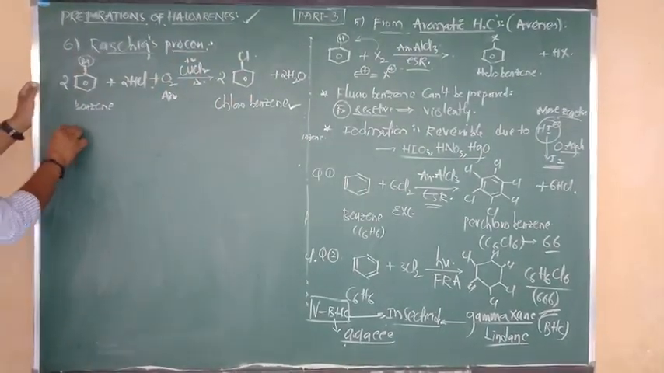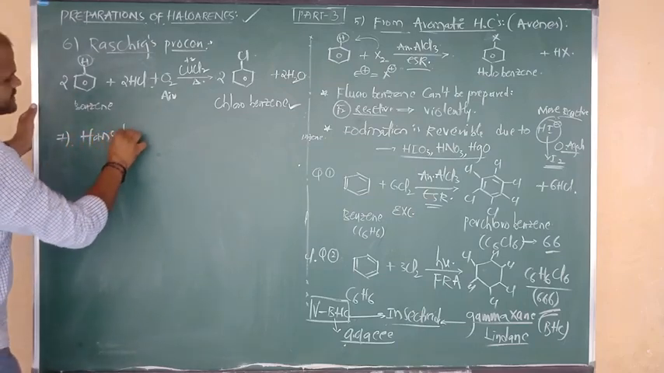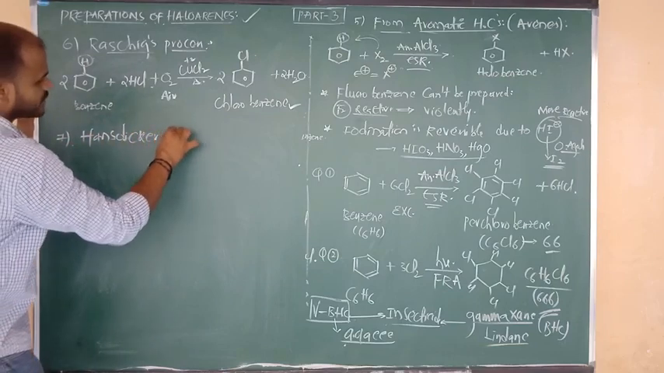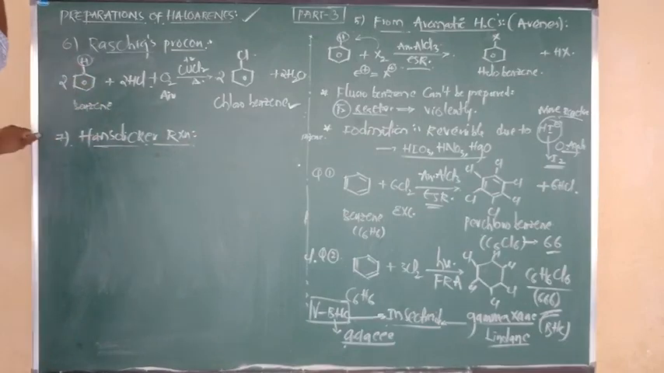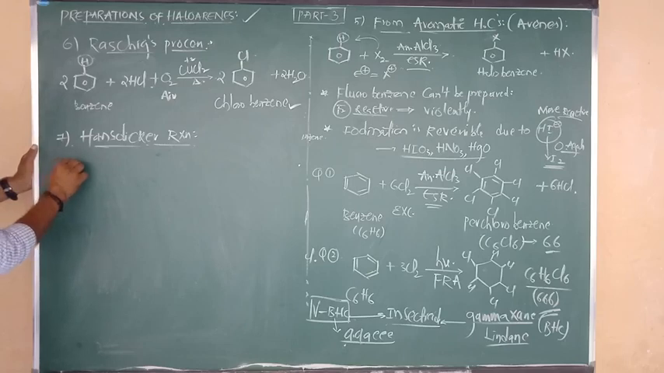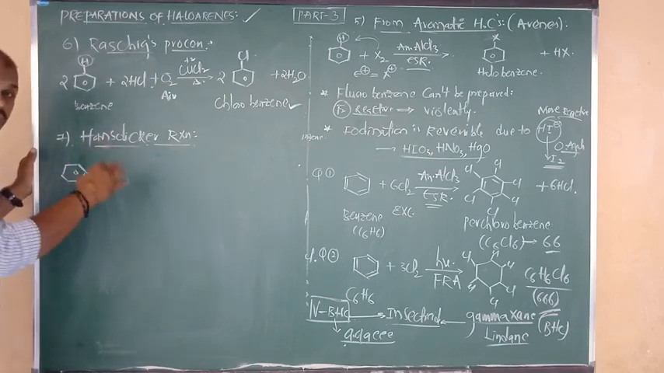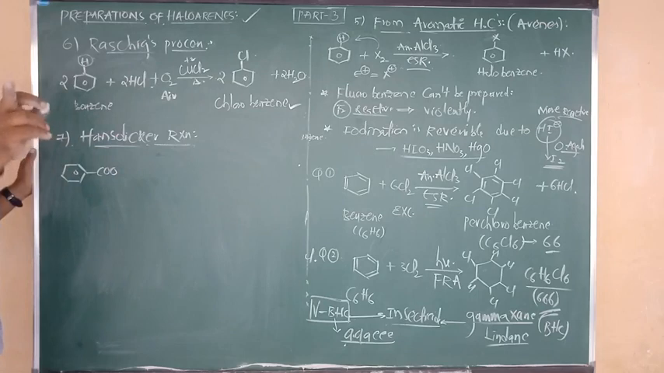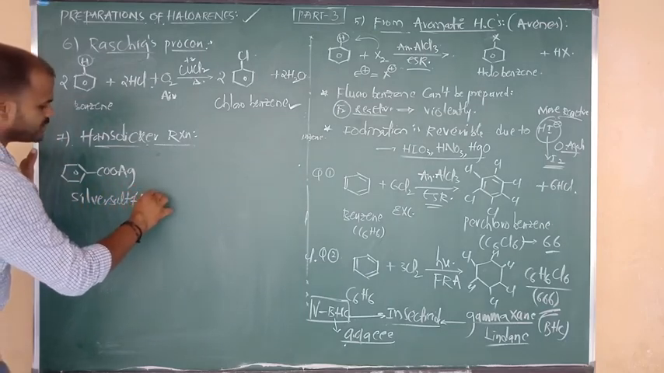Chlorobenzene. Good. Last, the final method of preparation is nothing but the Hunsdiecker reaction, or we can say the Borodin-Hunsdiecker reaction. In the morning class also I told you, we have to take the silver salts of carboxylic acids. Benzene bonded to COOH is benzoic acid. But I told you silver salt means H replaced by Ag. So what is this, beta? Yes, it is nothing but the silver salt of benzoic acid.